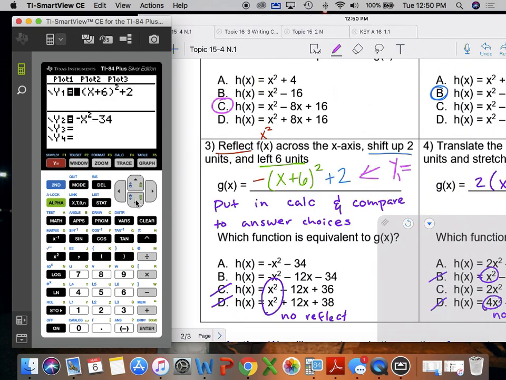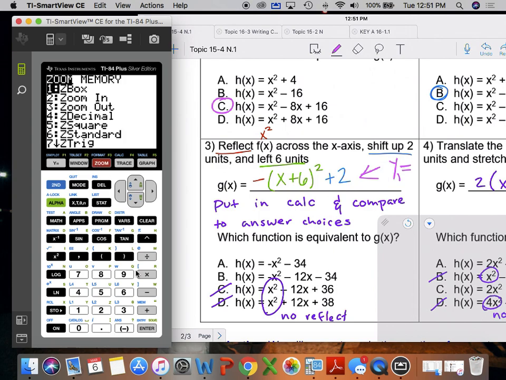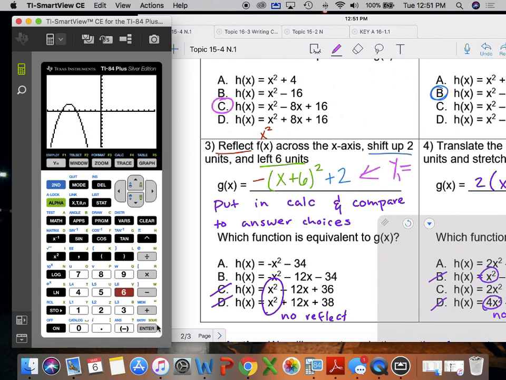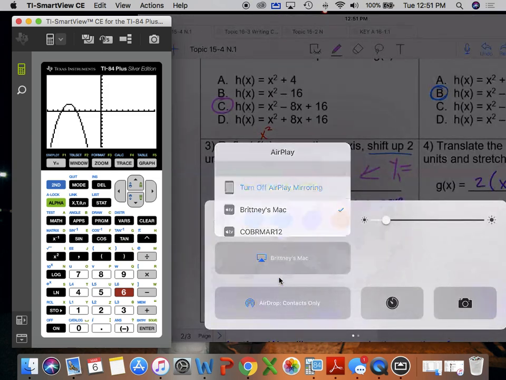Okay, so now I'm going to look at option B. So minus 12x minus 34. And when I do, excuse me, zoom 6, when I do zoom 6, there's only one graph listed, so that would be answer choice B.